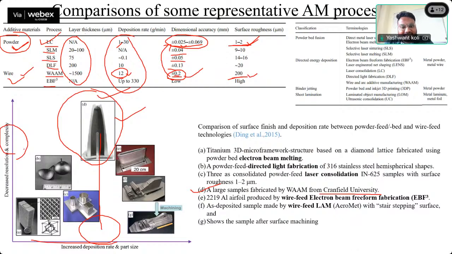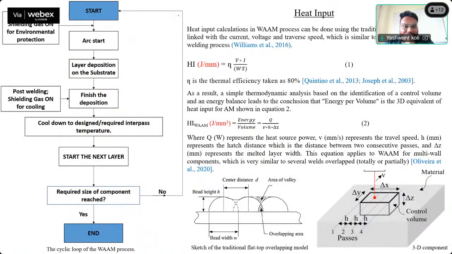So that we can achieve with WAAM. So this is how the process is started. We have to start the arc with pre-welding shielding gas, switch on the arc starting, then layer deposition on the substrate material, then finish the deposition, with post shielding gas on for cooling the system. Then after deposition, we have to cool the design to the required interpass temperature.